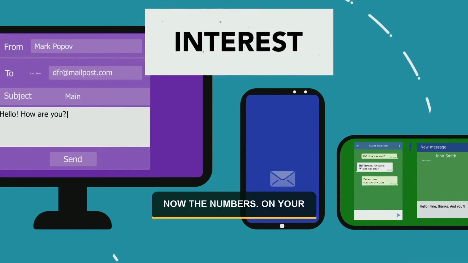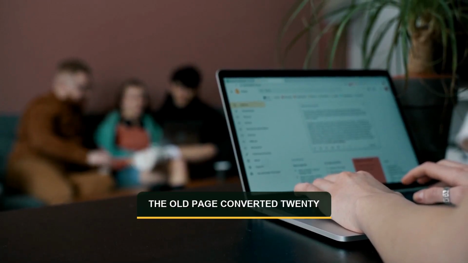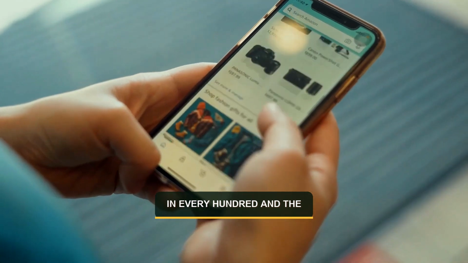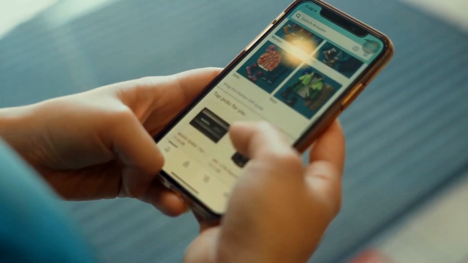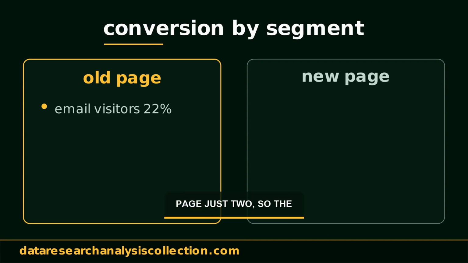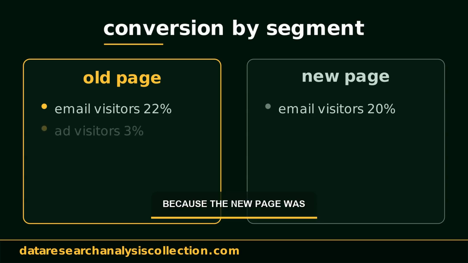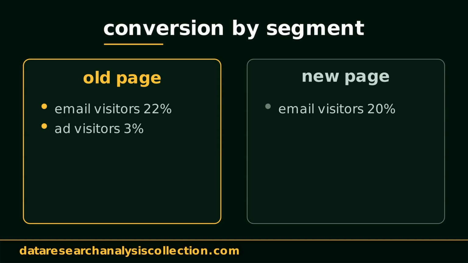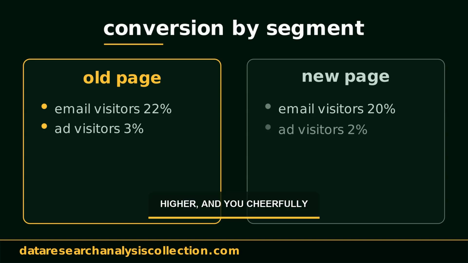Now the numbers. On your email visitors, the old page converted 22 in every 100 and the new page only 20, so the old page won there. On your ad visitors, the old page converted 3 in 100 and the new page just 2, so the old page won there as well. The old page was better with warm buyers and better with cold ones. And yet, because the new page was shown almost entirely to that high converting email crowd, its overall conversion looked dramatically higher, and you cheerfully crowned the loser.